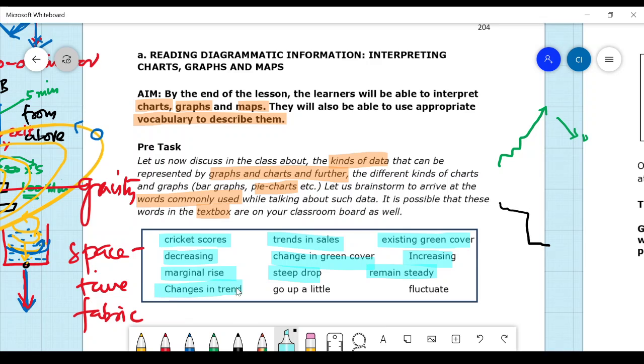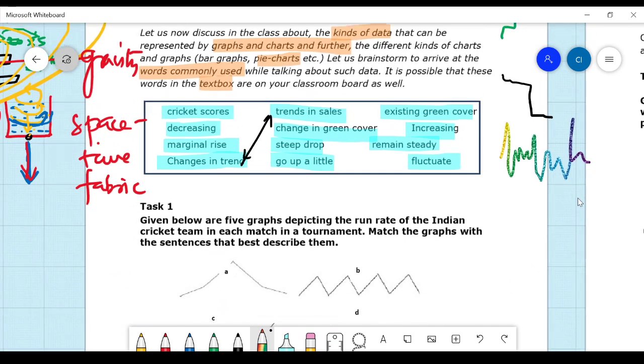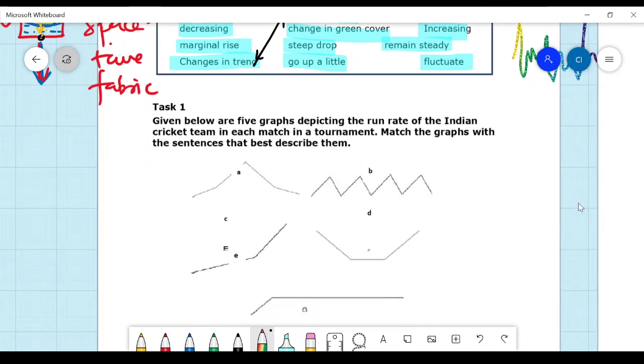So then change the trend, and this is quite similar to this one. Okay, trend in sales, both are the same almost, and go up a little is the next, and fluctuate. Fluctuation means it goes up and comes down, goes up and comes down. This is called the fluctuation in a graph. That is what you see in the ECG. Okay, so here let us come to task one.